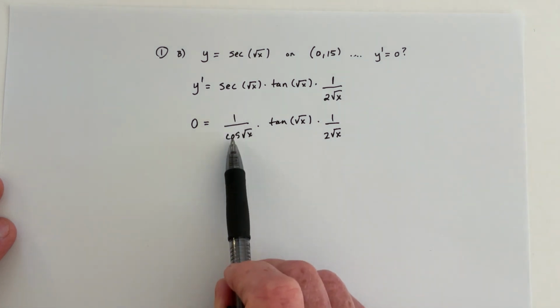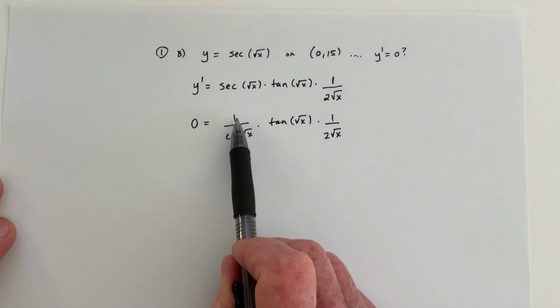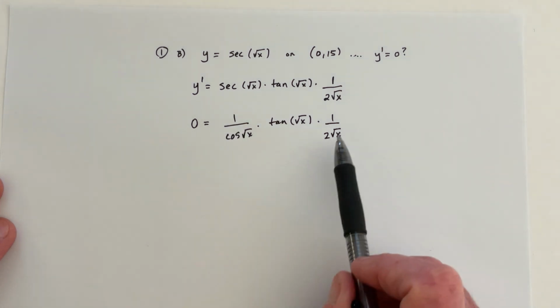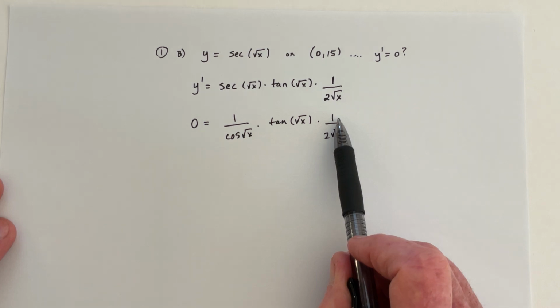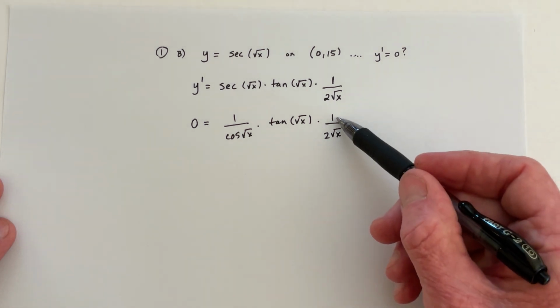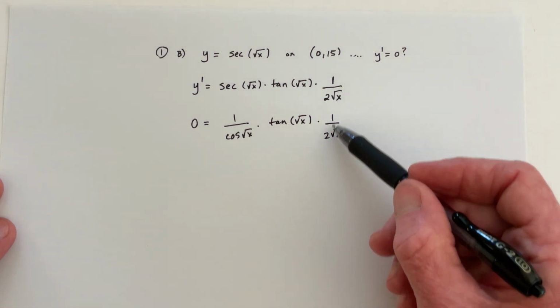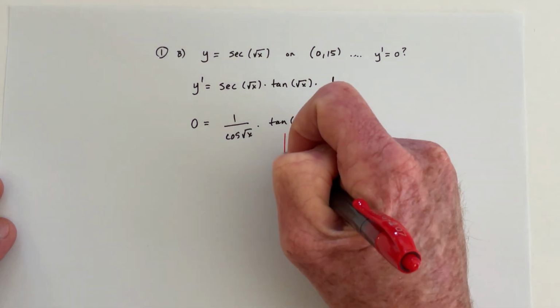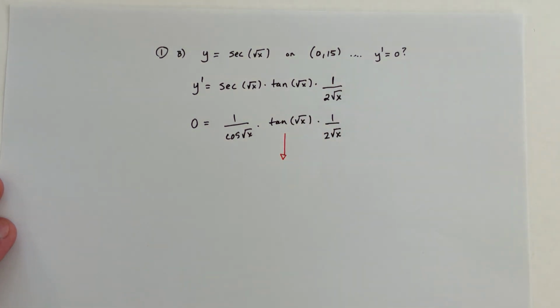And when does a fraction equal 0? Only if the top equals 0. So this one does not equal 0. Also this one, the only way that a fraction could equal 0 is if the top equals 0. So this one also does not equal 0. The only one that can is the tangent.